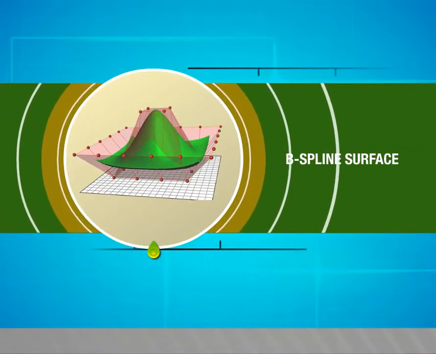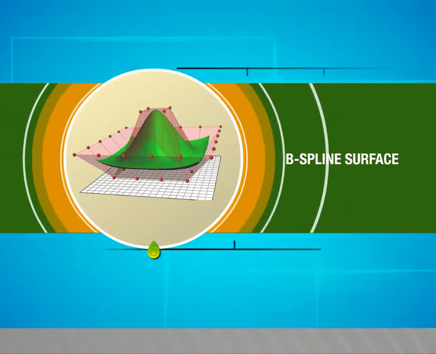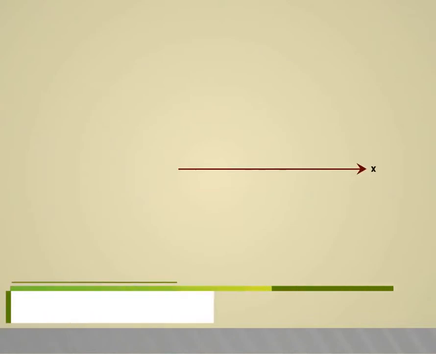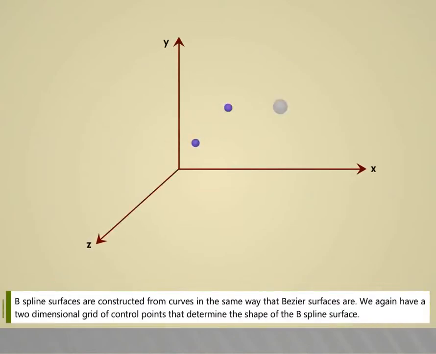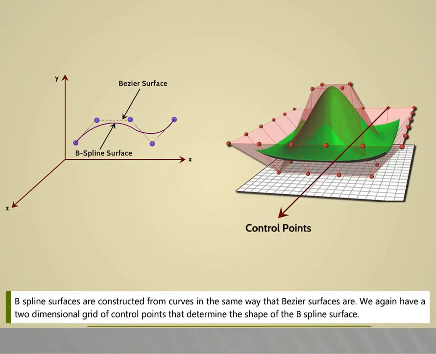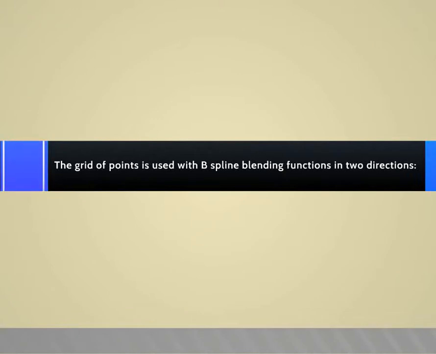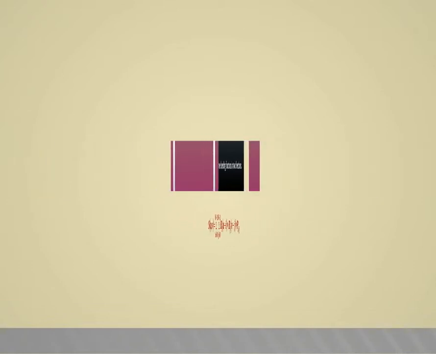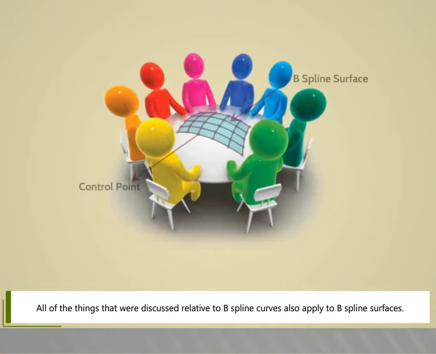B-spline surface. In this video, we are going to see about B-spline surface. B-spline surfaces are constructed from curves in the same way that Bezier surfaces are. We again have a two-dimensional grid of control points that determine the shape of the B-spline surface. The grid of points is used with B-spline blending functions in two directions. All of the things that were discussed relative to B-spline curves also apply to B-spline surfaces.